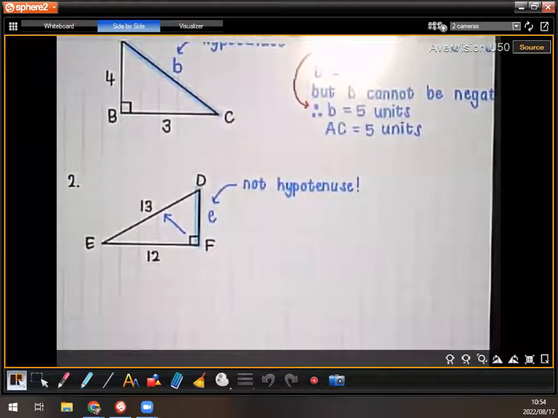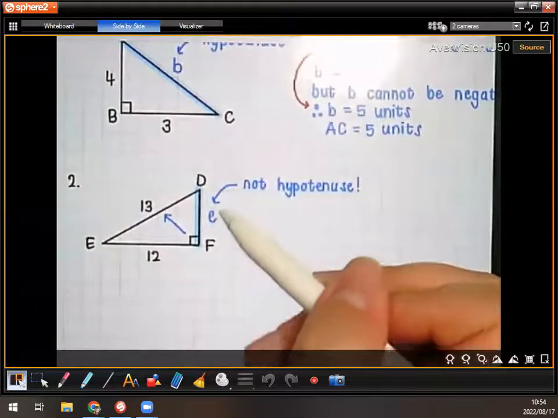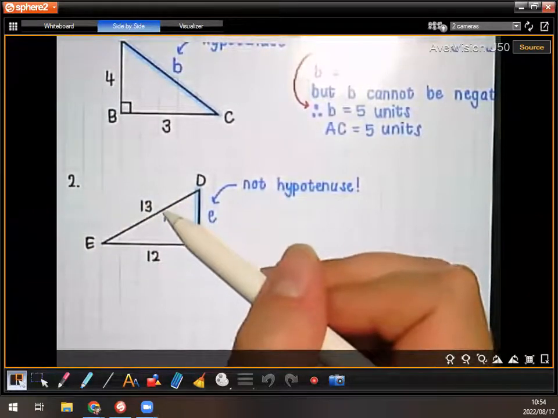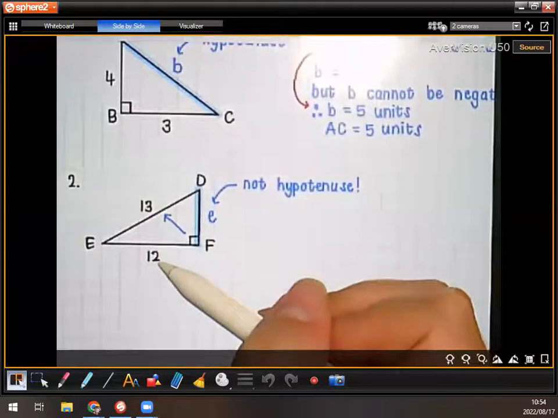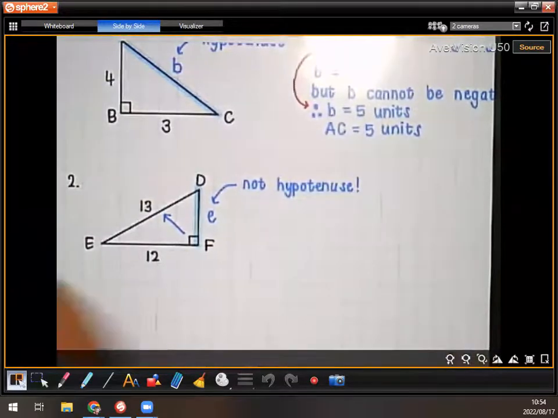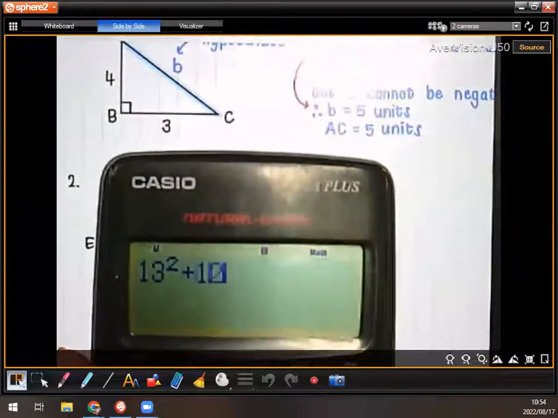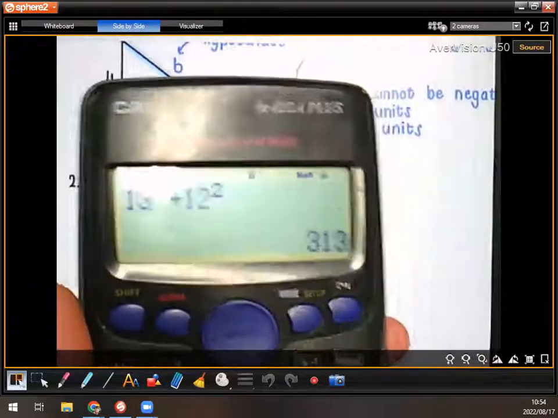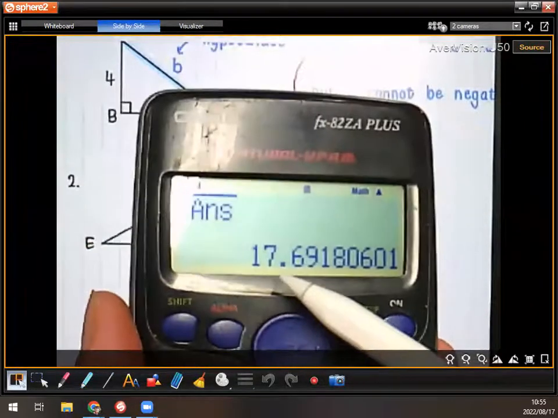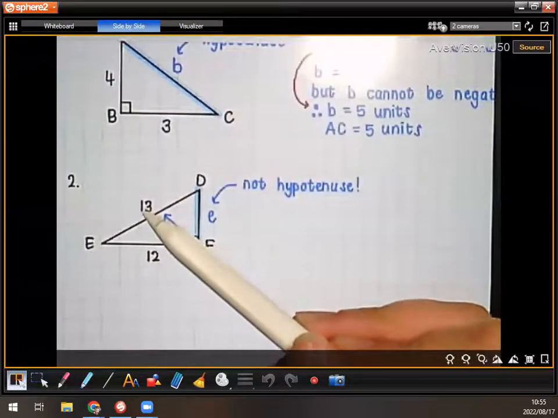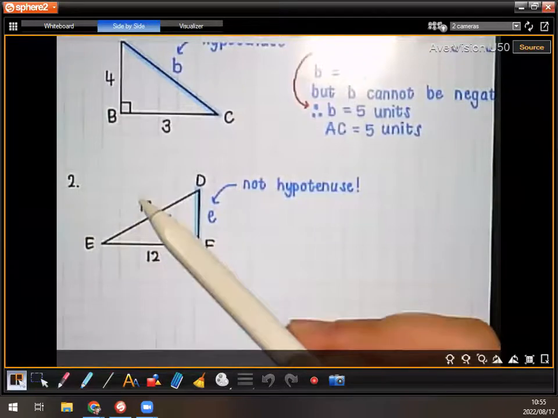But remember, what did I write about the hypotenuse at the top? We said firstly, it's the side opposite the right angle, right? The second point that we wrote down is that it's always the longest side in a triangle. So DF has to be a side that's shorter than 13. Okay, 13 has to be the longest side. So do you guys think I can say 13 squared plus 12 squared and then square root it? Let's quickly see what we get if we do that. 13 squared plus 12 squared. I know we're not supposed to use the calculator, but I'm choosing. And then if you take the square root of that, you get 17.7. That's longer than 13, right? It can't happen.